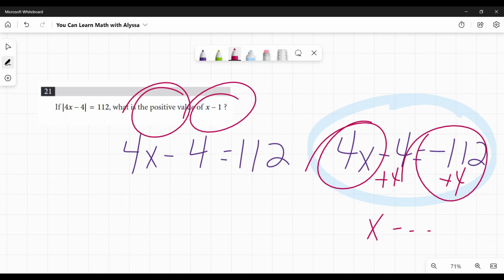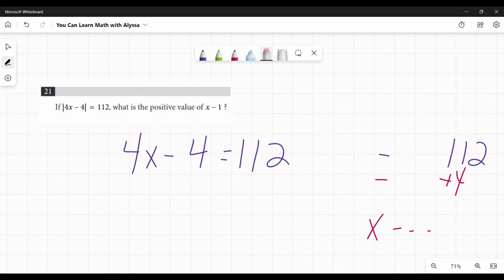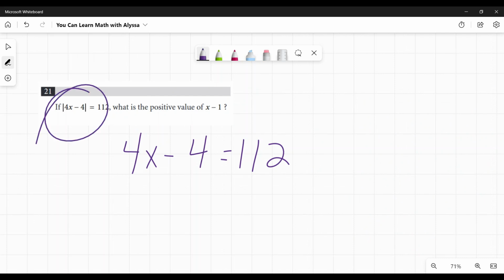And if I get a negative x and then I subtract 1, it's going to be still negative. So when it's saying what is the positive value of x minus 1, this whole thing over here on the right is irrelevant. It doesn't matter. So the only thing that matters is 4x minus 4 equals 112, which also means that this absolute value is just there to mess with you, because this is what they're wanting you to solve. 4x minus 4 equals 112. What is x minus 1? Honestly, it's kind of mean. It really is. Because the absolute value doesn't mean anything. You immediately get rid of it when they ask you what's the positive value.